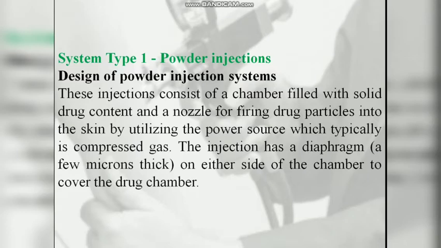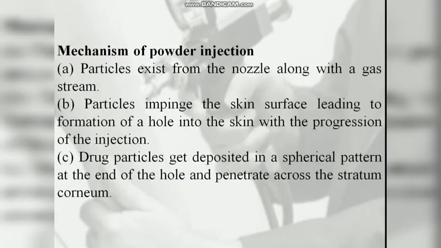The injection has a diaphragm on either side of the chamber to cover the drug chamber. Mechanism of powder injection. First step, particles exit from the nozzle along with a gas stream. Second step, particles impinge on the skin surface leading to formation of a hole into the skin with the progression of the injection. And third step, drug particles get deposited in a spherical pattern at the end of the hole and penetrate across the stratum corneum.